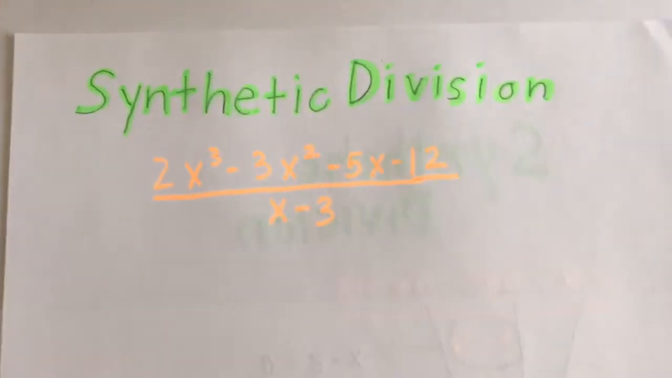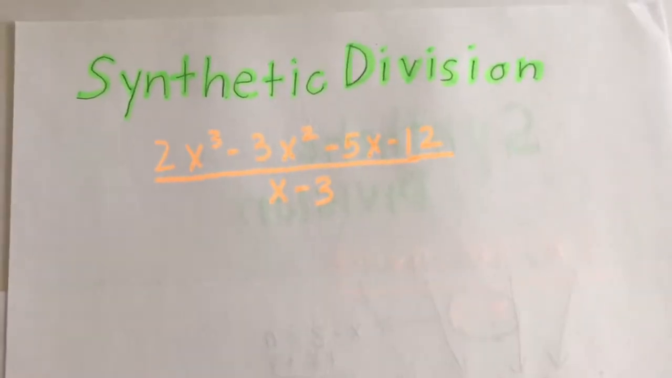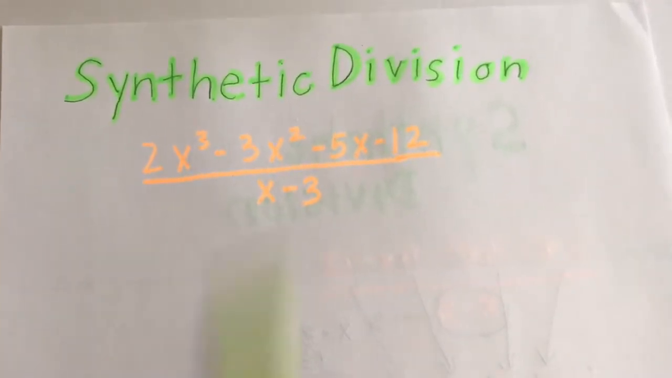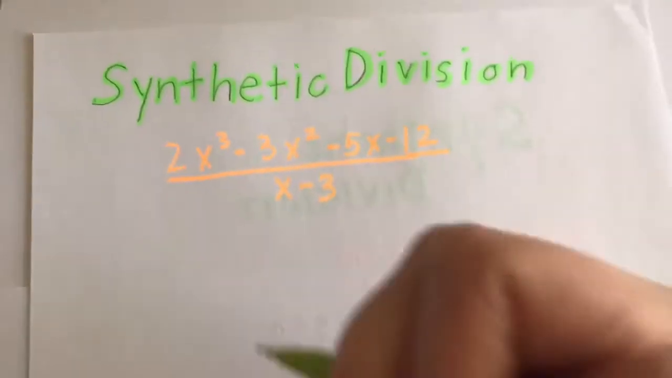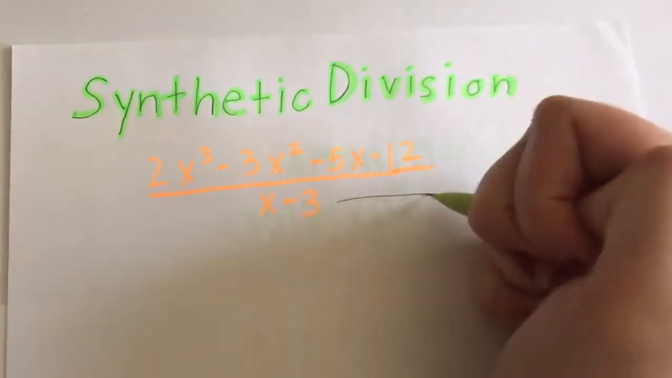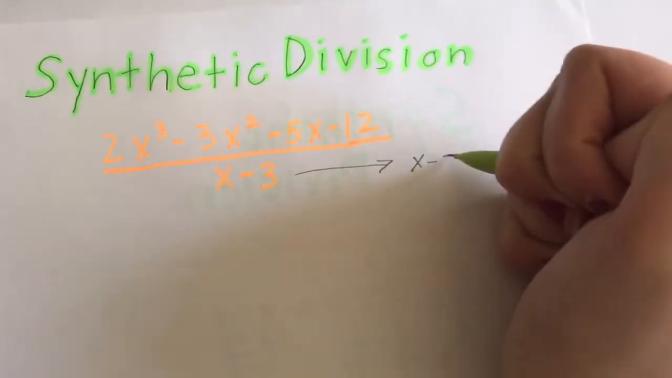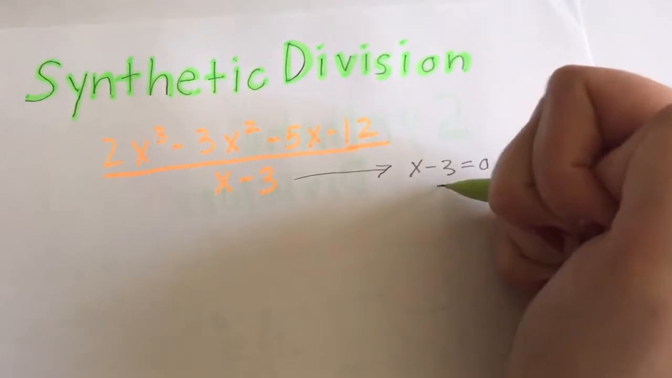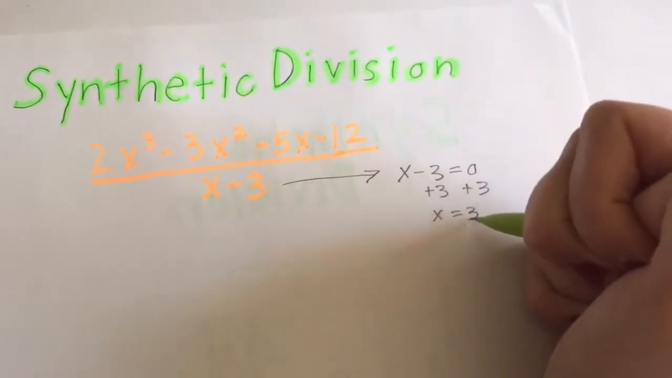In this video, I will be showing synthetic division. So for this first problem, you have a third degree polynomial, which is being divided by a first degree polynomial. So first thing you do is you take x minus 3, the denominator, and you set it equal to 0. So x minus 3 equals 0, and you add 3 to both sides, and your answer is x equals 3.